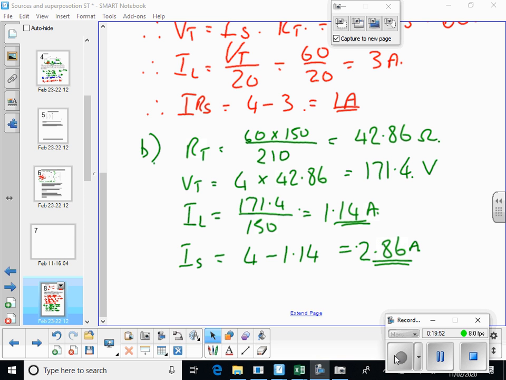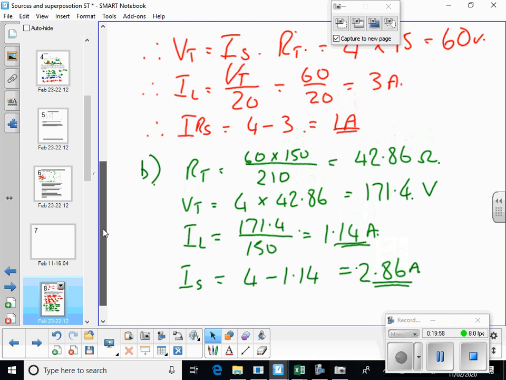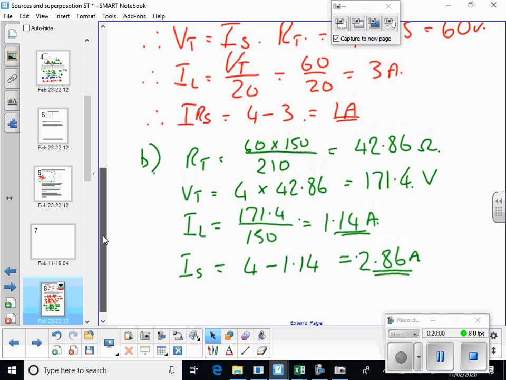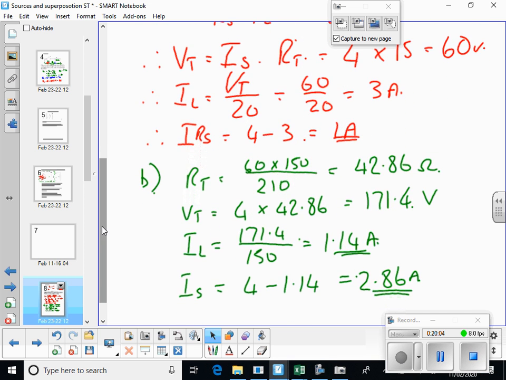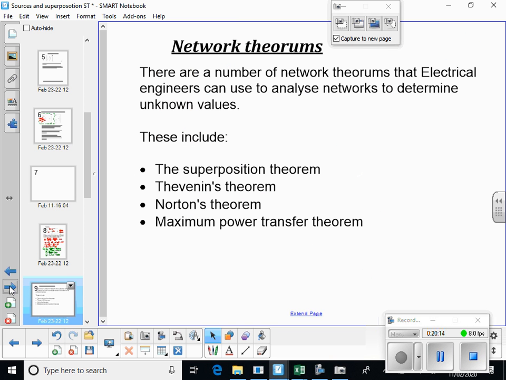Okay, so with the 150 ohm load, we're only getting 1.14 amps through the load and losing 2.86 amps internally in the current source. All right. So after that, we'll move on.